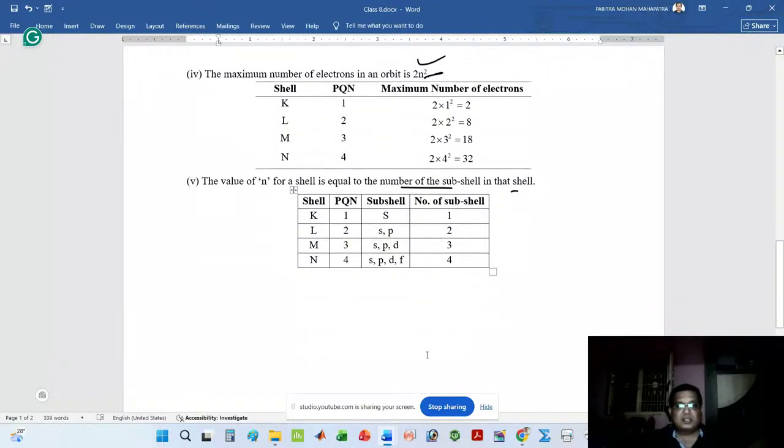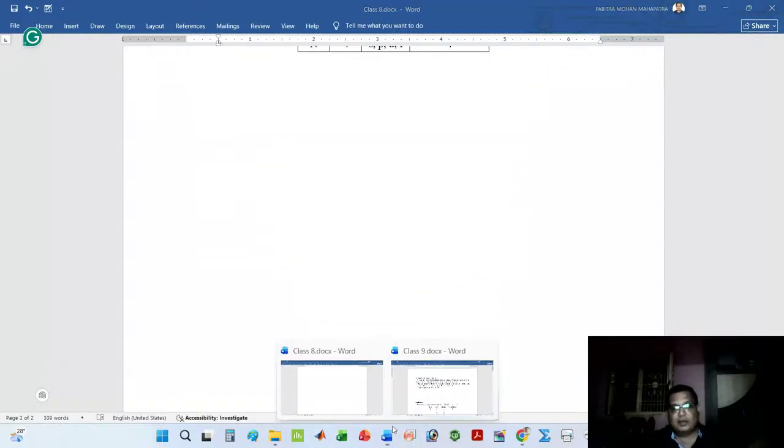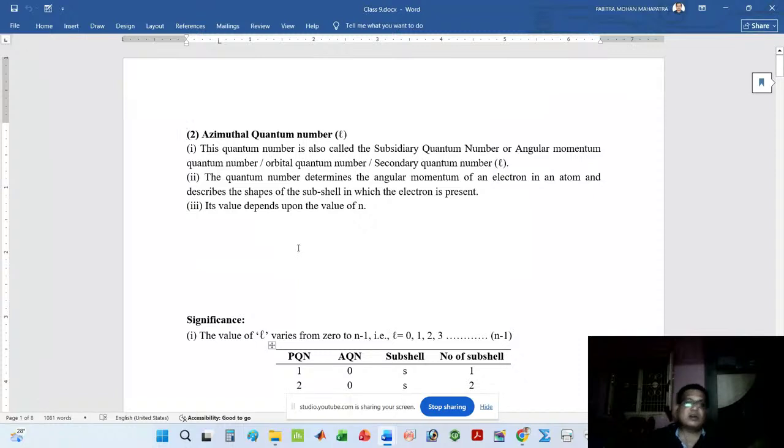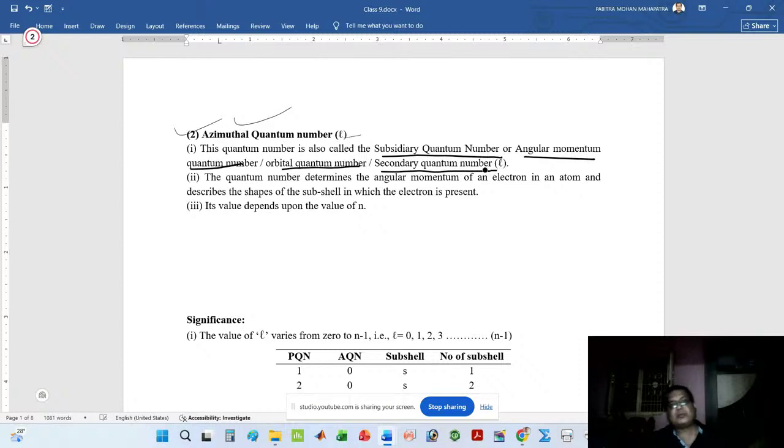In this class, I will explain the second quantum number, that is the azimuthal quantum number. What is the azimuthal quantum number? It is denoted by l. The azimuthal quantum number is also called the subsidiary quantum number, or the angular momentum quantum number. Next, it is called the orbital quantum number. It is also called the secondary quantum number.